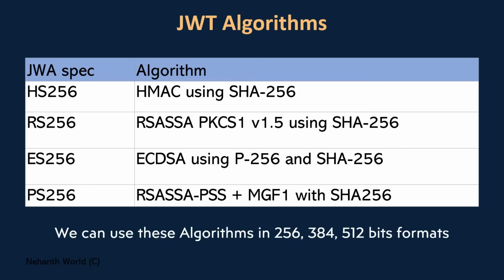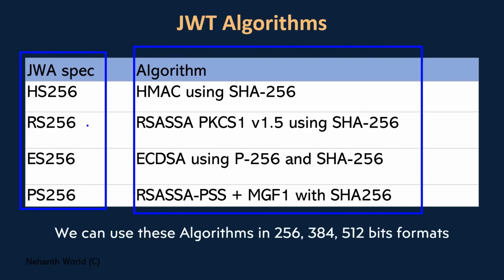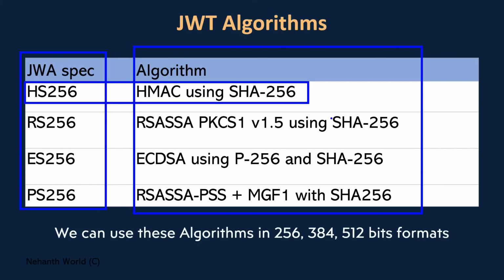The first one is the HS256 algorithm. According to JWA specifications, this is the JWA specification name and this is the algorithm name. JWA is nothing but JSON Web Algorithms specification. So according to JWA, this is the name HS256. HS256 is nothing but HMAC using SHA256.